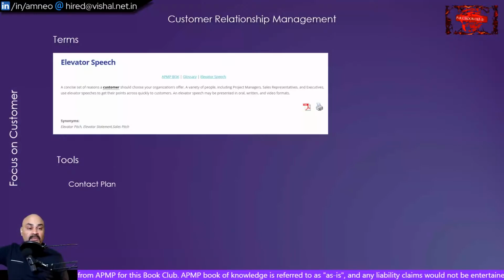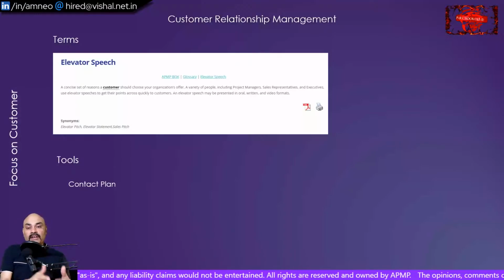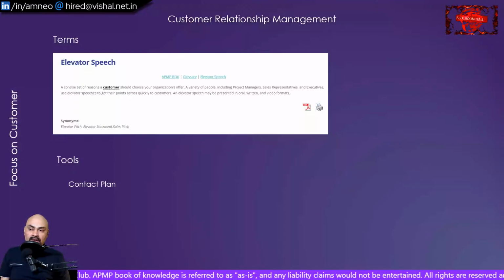When I say sophisticated way, what I've explained to you was the practical way people have been doing it, but later on it came into the body of knowledge, and this is how they defined it, and I will read that for you. A concise set of reasons a customer should choose your organization's offer. So even if you have made an offer or you have not, it's a concise reason. A variety of people, including project managers, sales representatives, and executives, use elevator speeches to get their points across quickly to customers. The elevator speech may be presented in oral, written, and video formats.